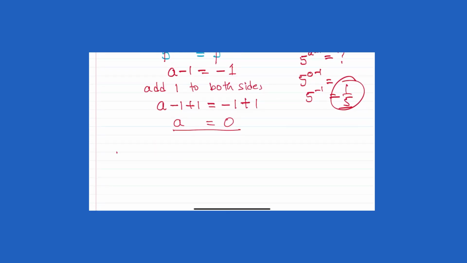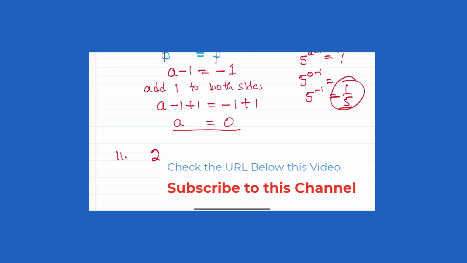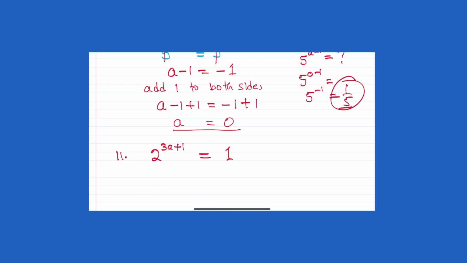So let's go to question 11. What do we have? We have 2 to the power of 3a plus 1 equals 1. Now, how do we approach this? Remember the last question we solved, when we have something on the left hand side not equal to what is on the right hand side. We remember the index: anything to the power of 0 equals 1.